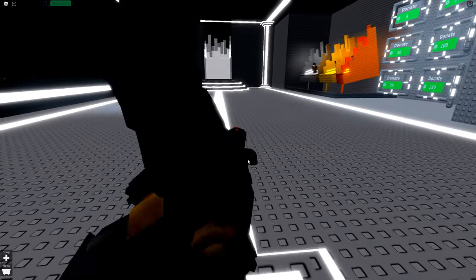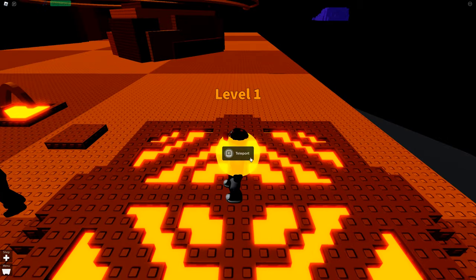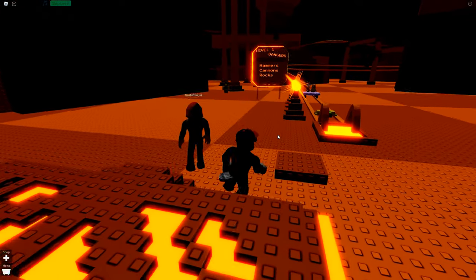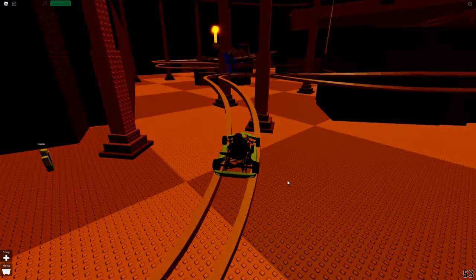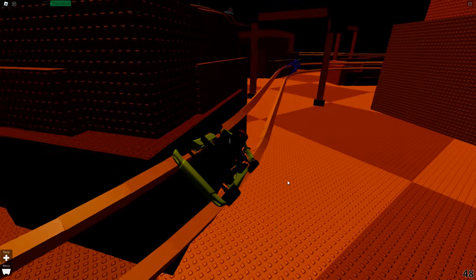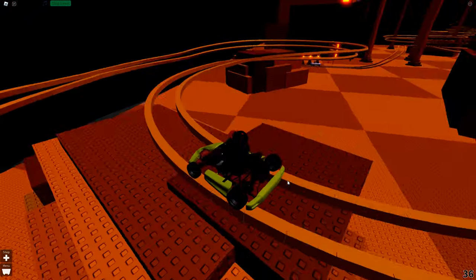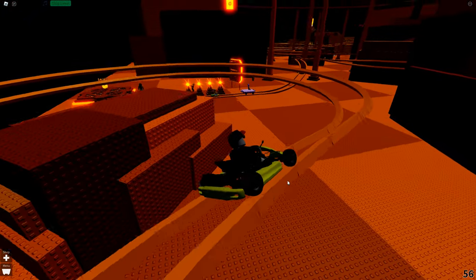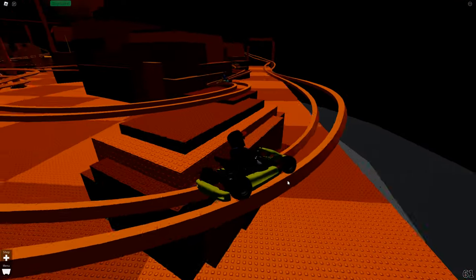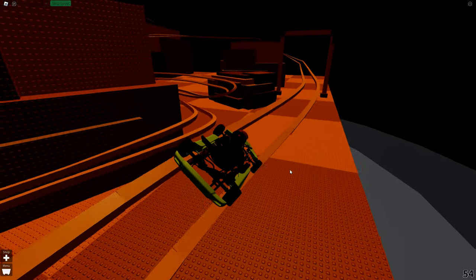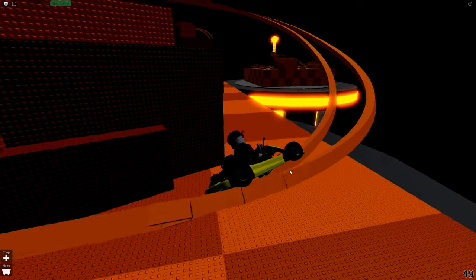This already looks like it is going to be a nightmare. All right, into the whole level one. Hammers, cannons, rocks. I've got to always do it in my trusty go-kart. I think I remember the last one of these. My trusty go-kart so far, since I got it, is the one cart that has always been there for me and helped me out. So we're not gonna destroy that trend, and let's hopefully get through this one.